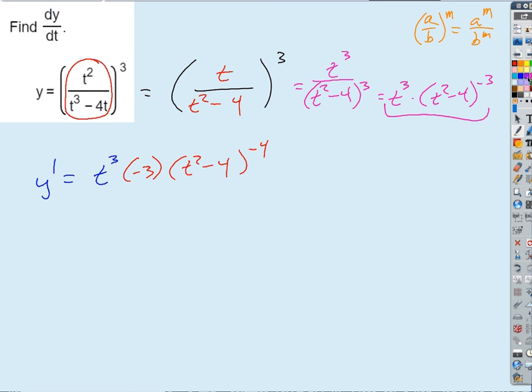And then the derivative of the inside, we look inside, just everybody agrees 2t. Nice thing about this though, is then it's just plus t squared minus 4 to the negative 3 times the derivative of t cubed, which is what? 3t squared.